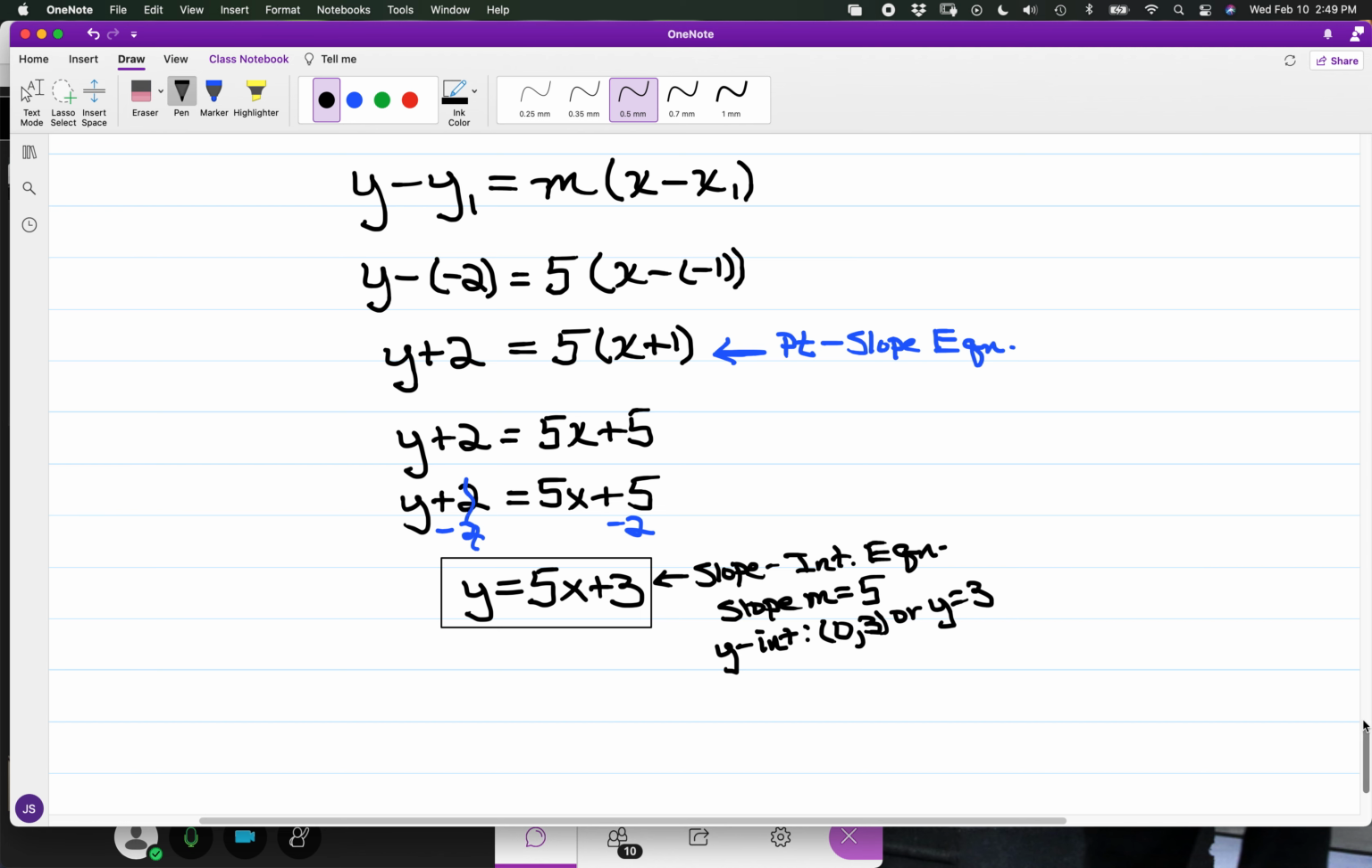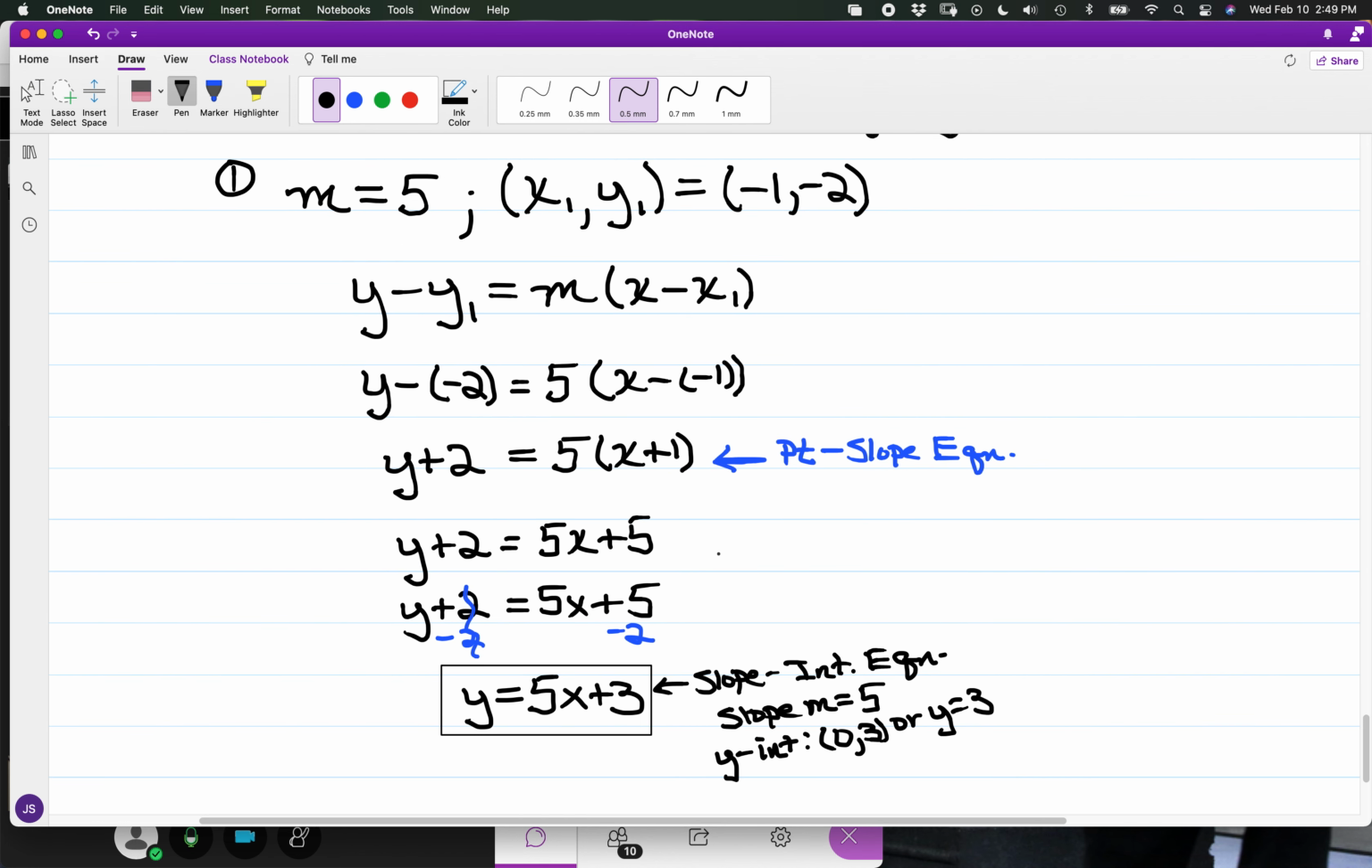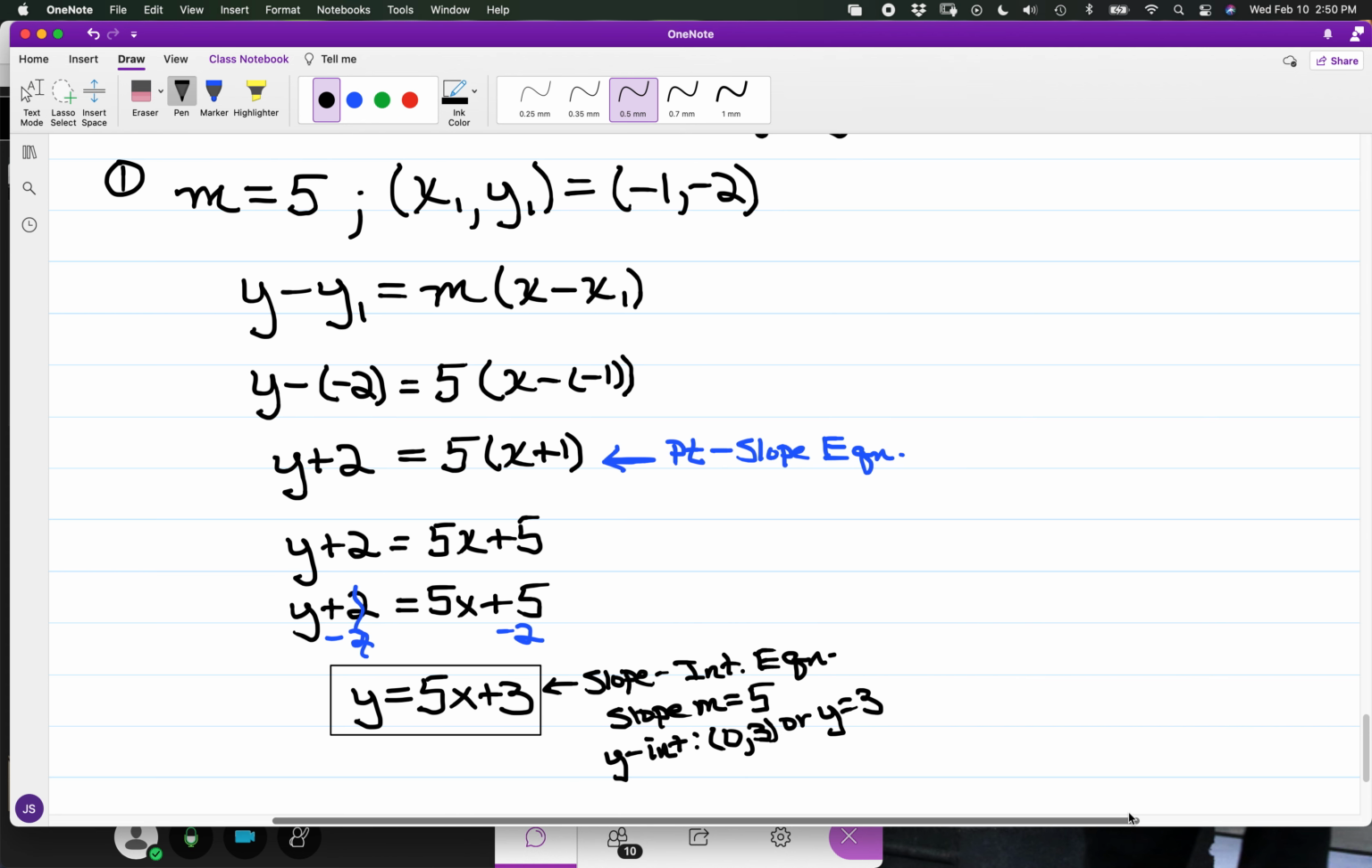And just checking the consistency: you had the slope at 5, that was provided. If I were to test out (-1, -2), with negative 2 for y, the left-hand side becomes negative 2, and I want the right-hand side to be as well. With x at negative 1, 5 times negative 1 is negative 5, and negative 5 plus 3 is also negative 2. So this equation checks out for the slope and the given point that we had for x and y.